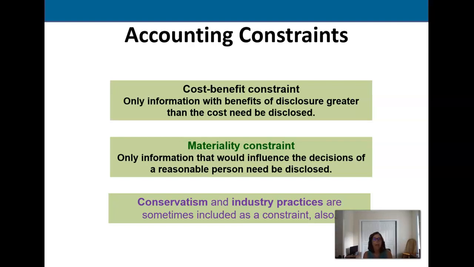And our last constraint is industry practices. Sometimes we have specific regulatory constraints that are placed on financial reporting that we are required to adhere to.